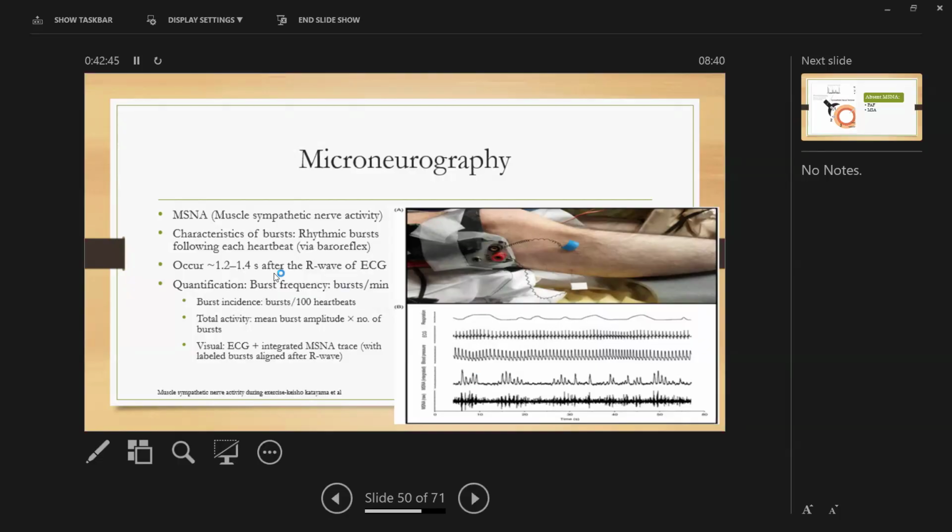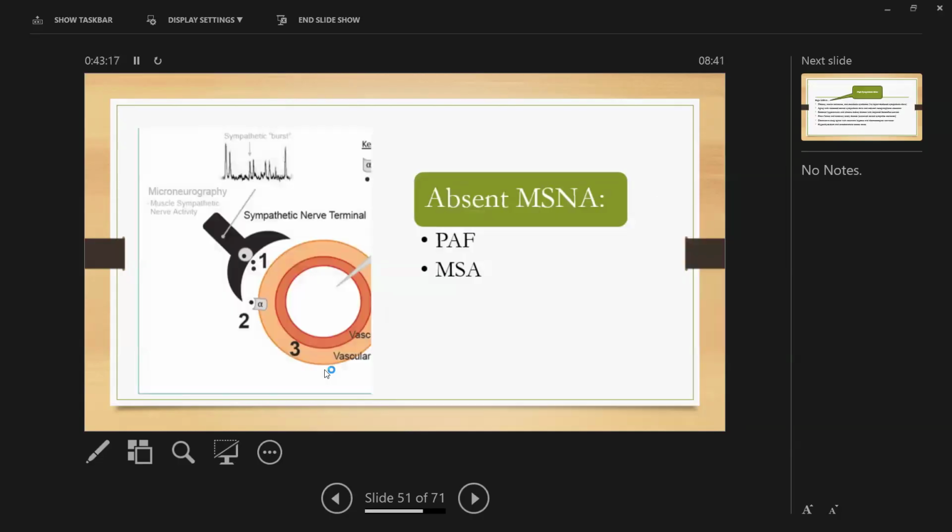The main thing to understand is that after every heartbeat, there will be a corresponding burst production. We can calculate burst frequency or burst incidence, that is, bursts per minute and bursts per 100 beats. We can also calculate total activity, mean burst amplitude, and total number of bursts, and we must correlate with ECG and integrated MSNA. The main thing we are checking is intact sympathetic activity. When there is proper sympathetic activity, there will be proper burst production. When sympathetic activity degenerates, such as in pure autonomic failure, the MSNA will be absent.